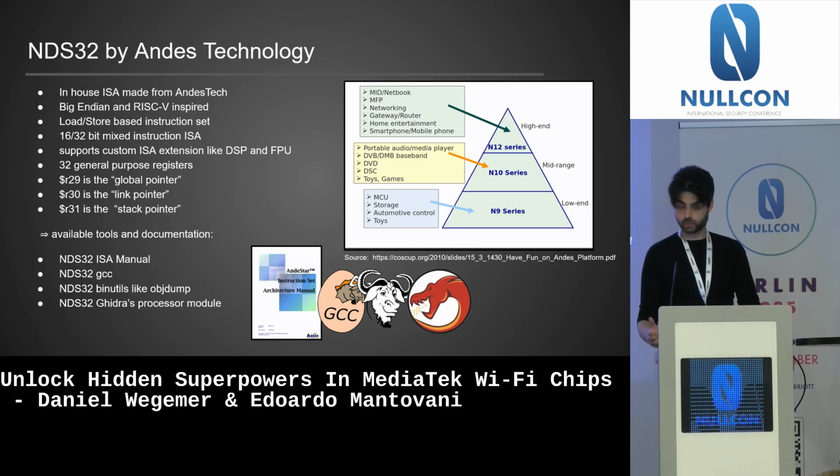But if you want to understand this ISA more, you have some online resources, for example the official ISA manual from the Andestech website. Then you can, for example, find on their GitHub the ZCC and binutils, which are quite cool because you can both compile your C code and then get a disassembly of it, so it can be quite useful. And then we also have a Ghidra processor module which permits getting a decompilation of the firmware, and this is even better because you can grasp it even more easily.